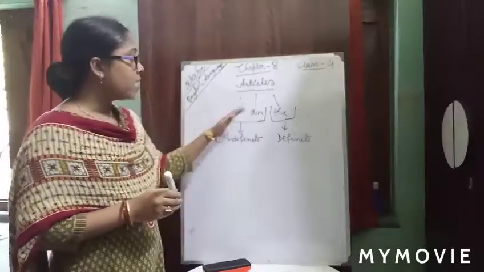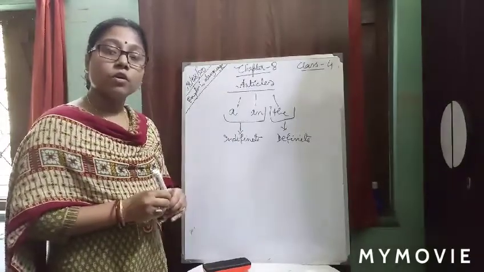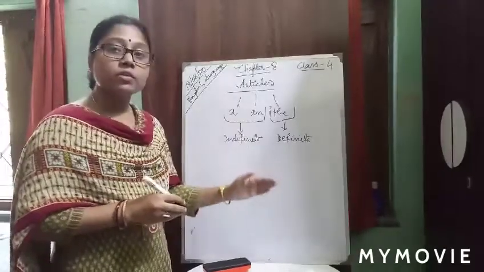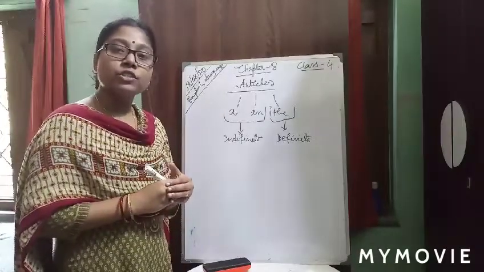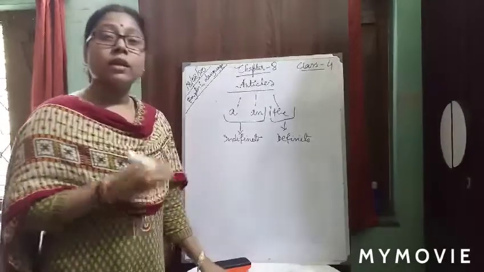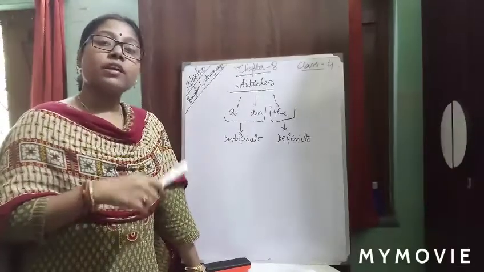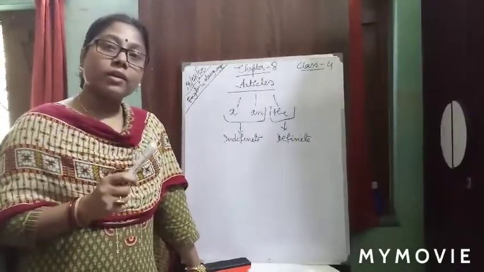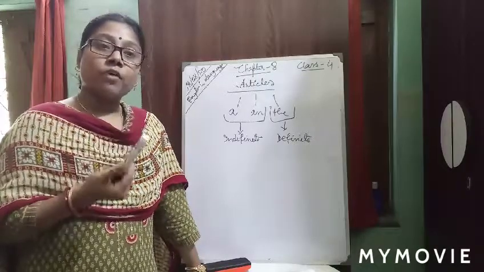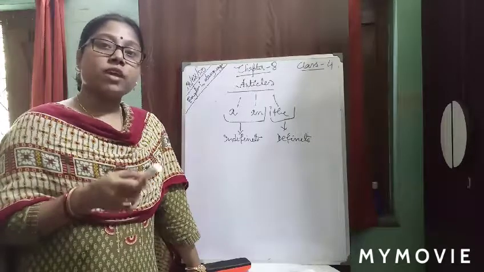Where to use a and an? A, as I said, we can use in front of a word which starts with a consonant, and an in front of a word which starts with a vowel. I already said that exceptions are there. If a consonant sounds like a vowel, or a vowel is pronounced like a consonant, then we have to use an accordingly.